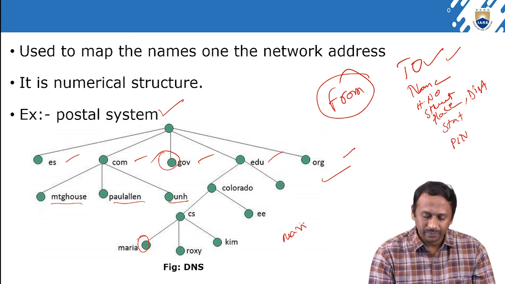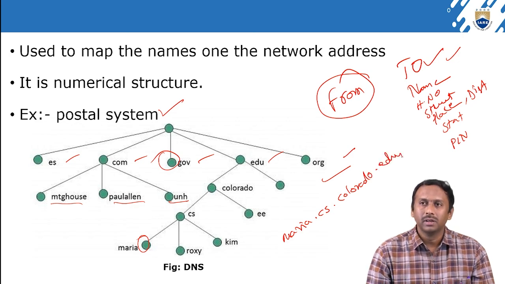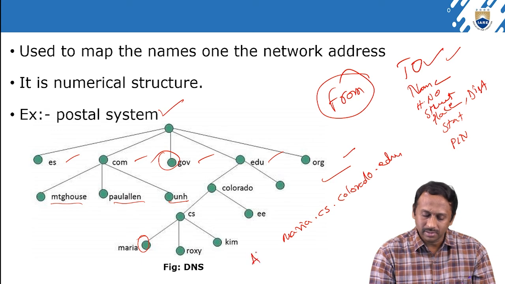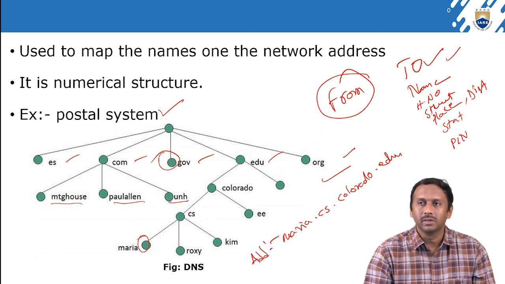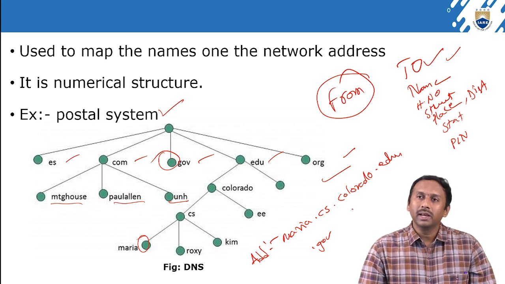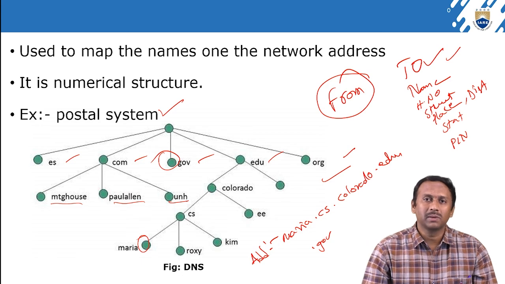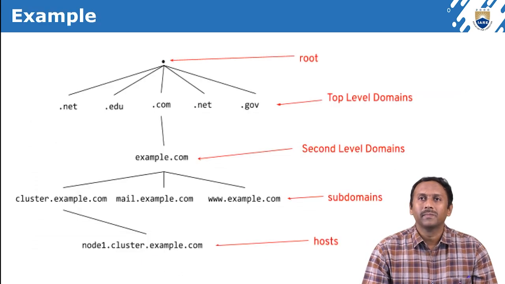How would the address look? Maria dot cs dot colorado dot edu. Now this is Maria's address. Now this Maria is going to send a letter to the dot gov. The complete address should look like this. So this is an example here.